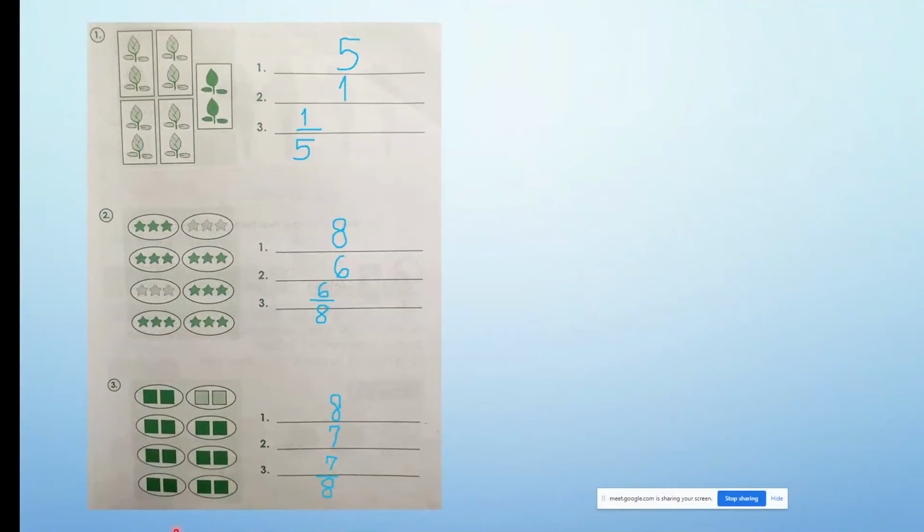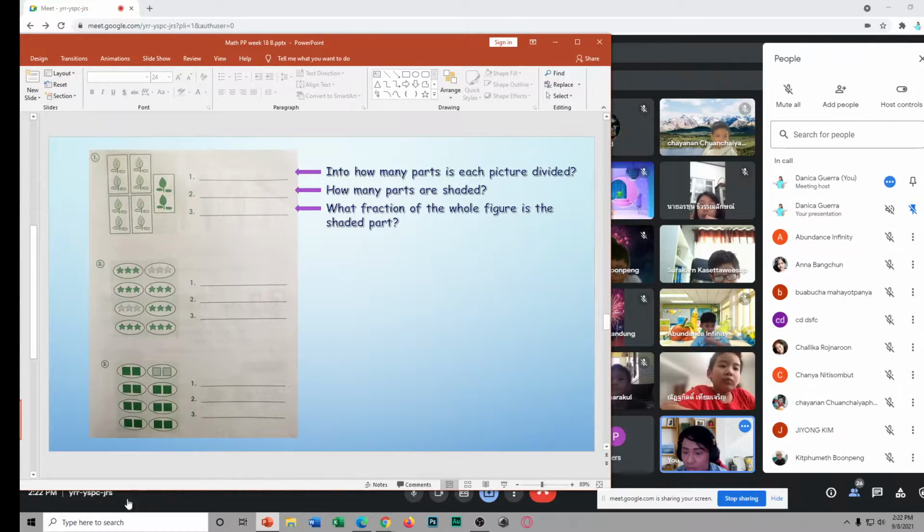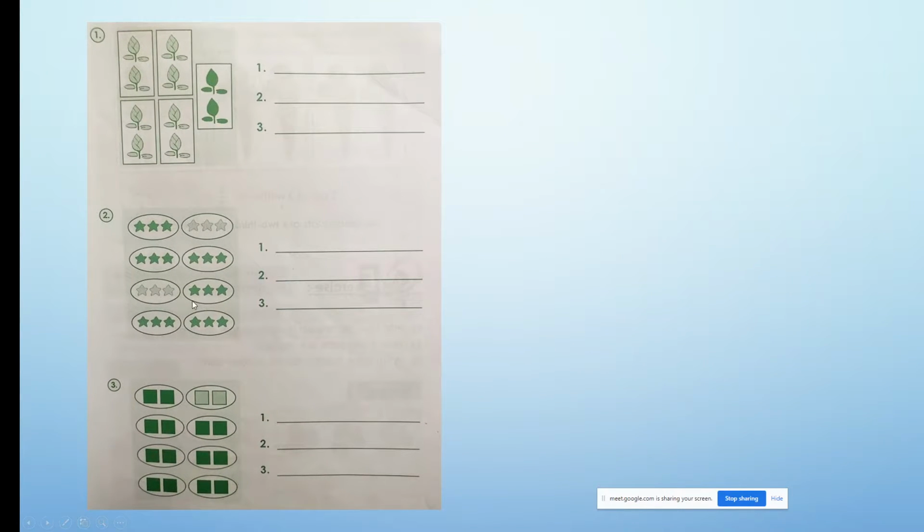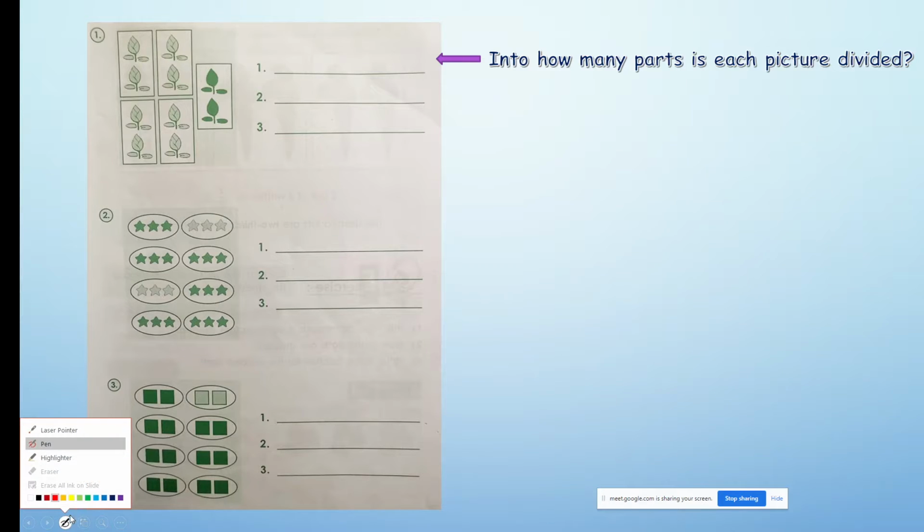Next. Let us try to do this one. Let me erase this one first. Okay. Now, for this one, do not get your book. We will just practice here. For number 1, we will write how many parts each picture is divided into. For number 1, you have the lotus flowers. How many flowers are there? Including this one.